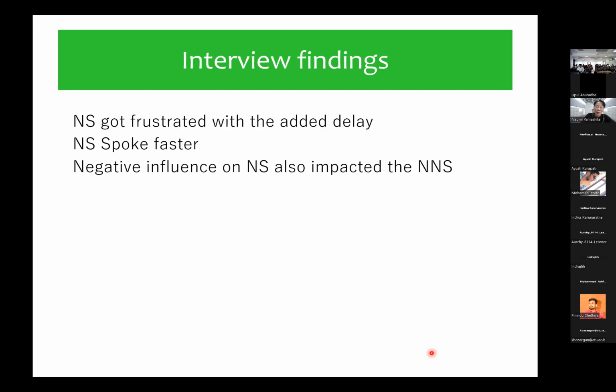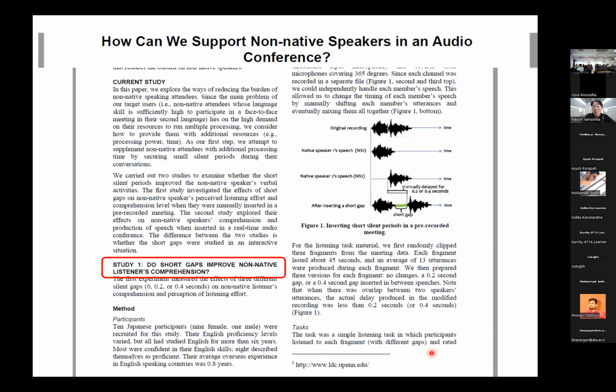But anyhow, we wanted to write a paper out of this. And it was a bit of a challenge to write a paper given these non-significant results. The paper we initially submitted to CHI looked like this, and the title was "How Can We Support Non-Native Speakers in an Audio Conference?"